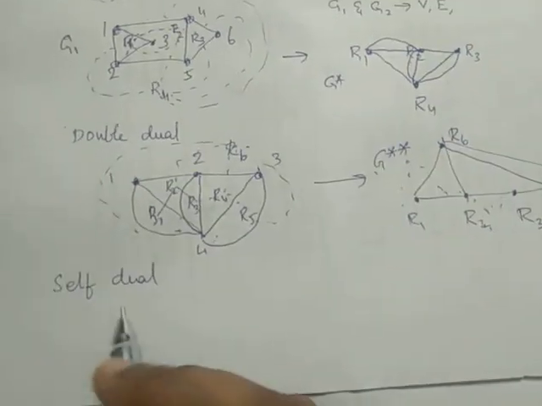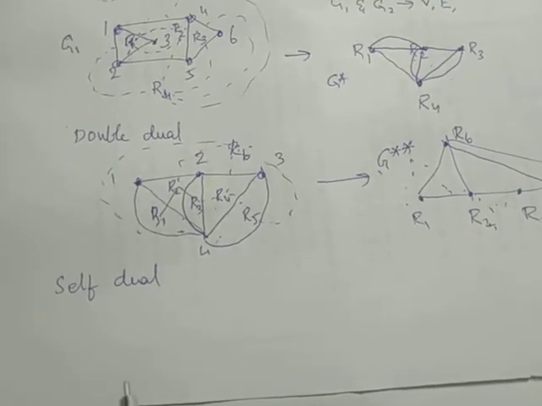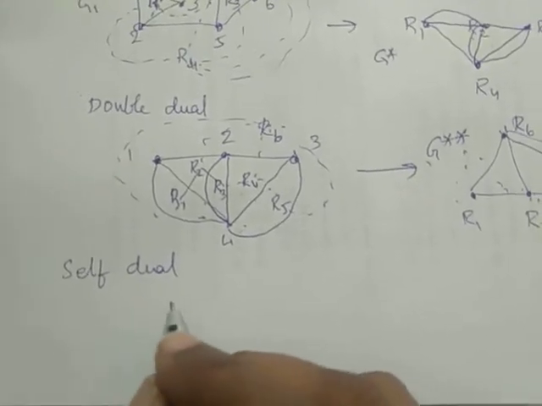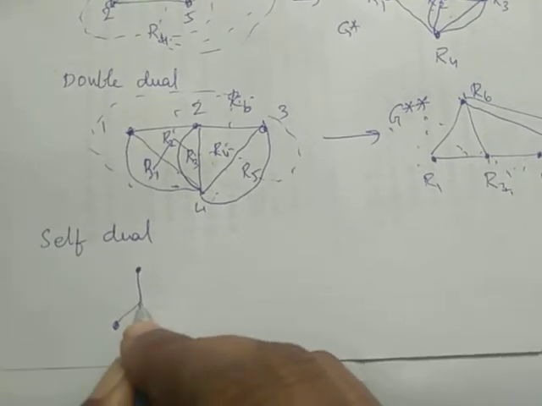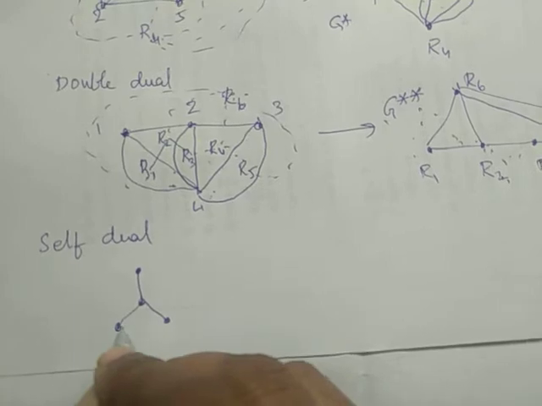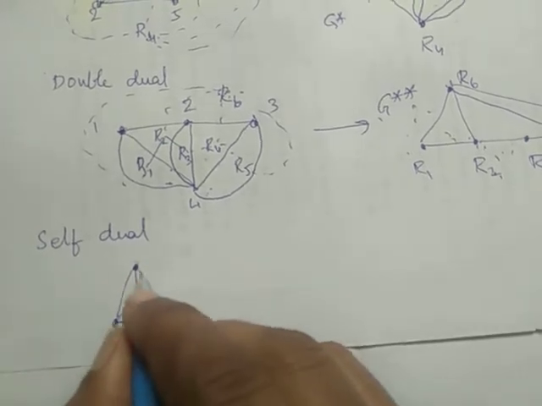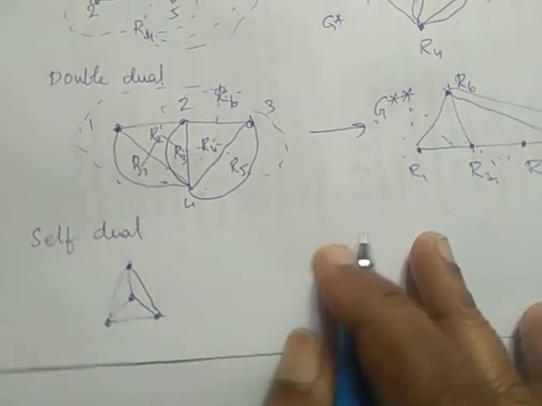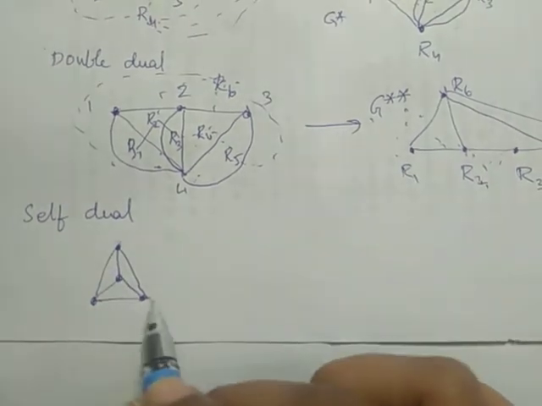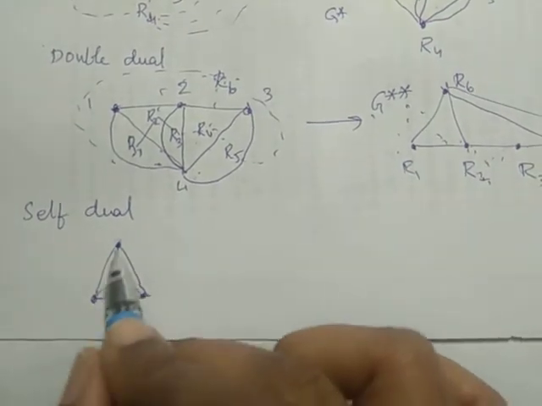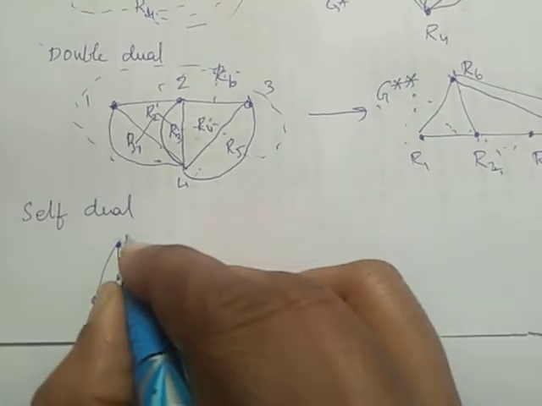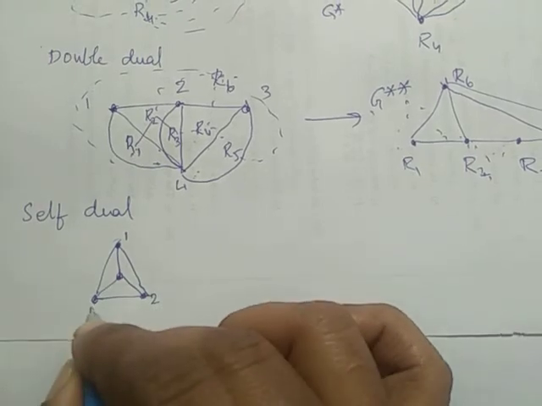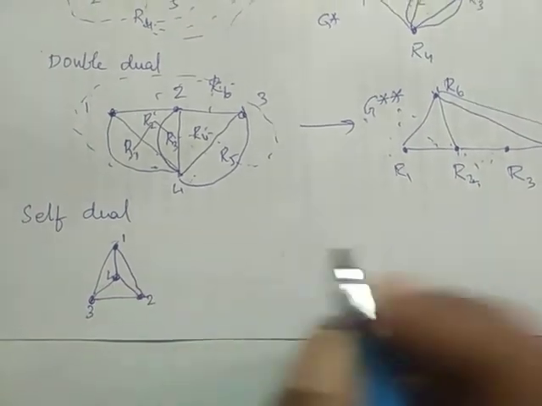But in the self-dual case, G and G star should be isomorphic to each other. So, for example, consider a graph. This is one of the examples I am taking. Here we have 4 vertices and 6 edges. So we will find the dual of this.